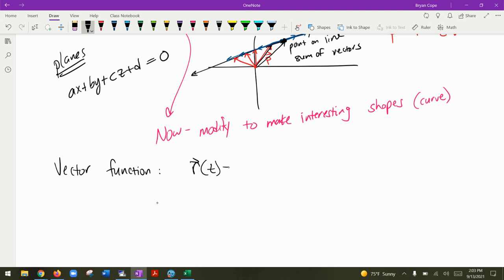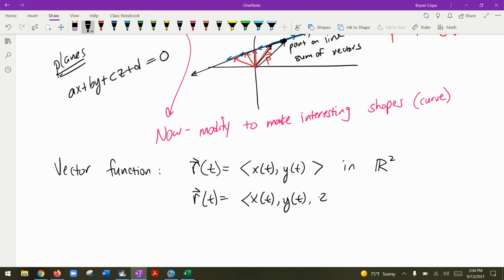R of t equals x of t and y of t. And this is a vector function in R2. And of course, there's a 3D version. R of t equals x of t, y of t, and z of t. And that's in R3. So if you write that down, we'll talk about what's actually happening here.